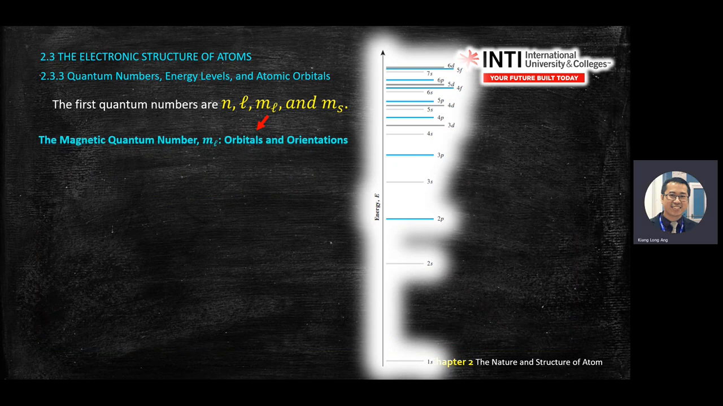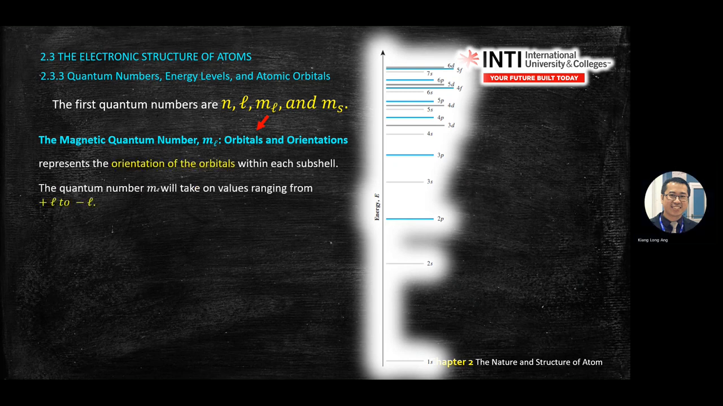Next, we look into M sub L meaning. So what is meant by magnetic quantum number ML? It has a range of values, either positive L or negative L. What is meant by L? L is the number of the subcell. It has a range. It depends on the principal number that you have.